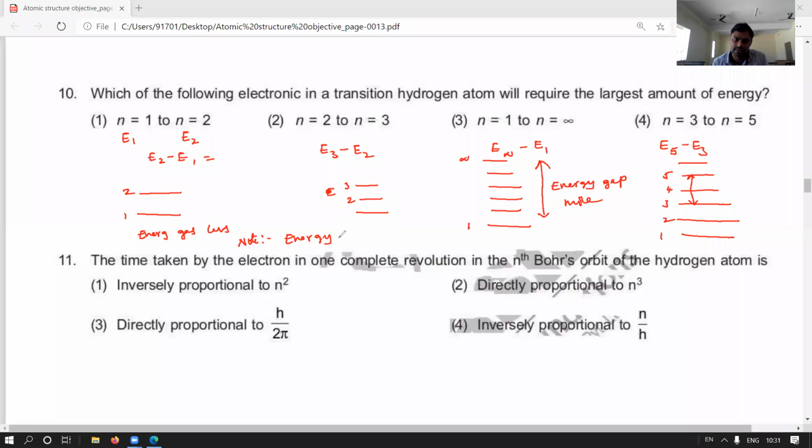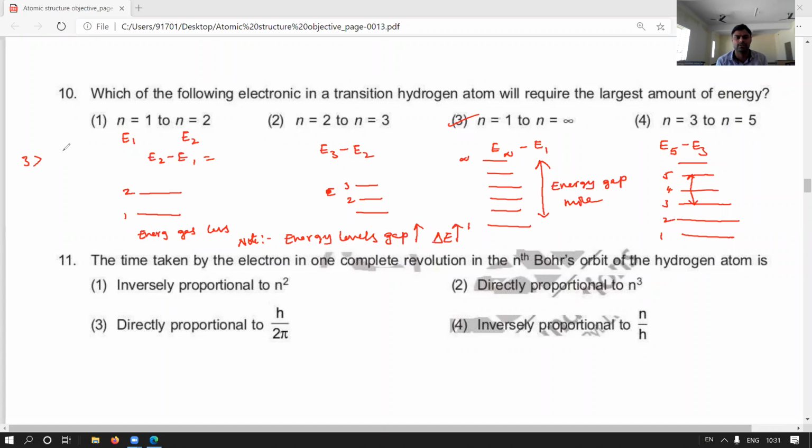Energy levels. As the gap increases, the delta E value, the energy difference value, increases. According to that, more energy gap is present from 1 to infinity. 1 to infinity, that's why it has more energy. Next, the correct order is third one is more because the third one has more energy gap.